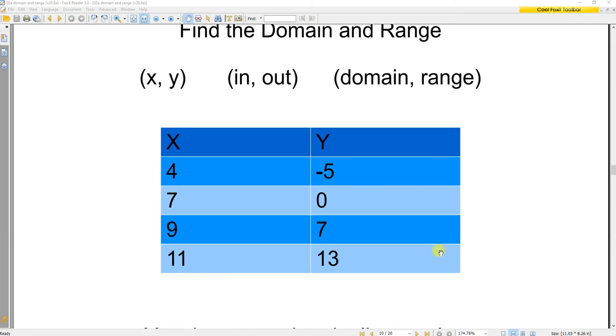Let's just say this one together. What's the domain of this? Does not need to go in your notes. The domain is 4, 7, 9, 11. What's the range? Negative 5, 0, 7, 13. Domain is right here. Range is right here.